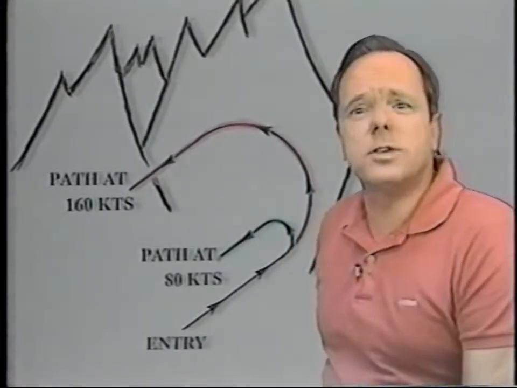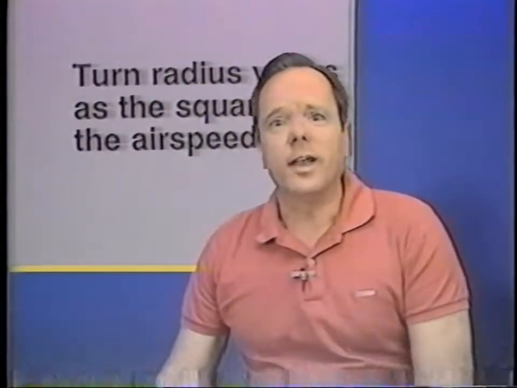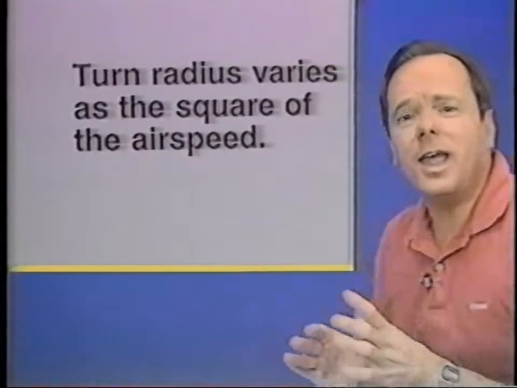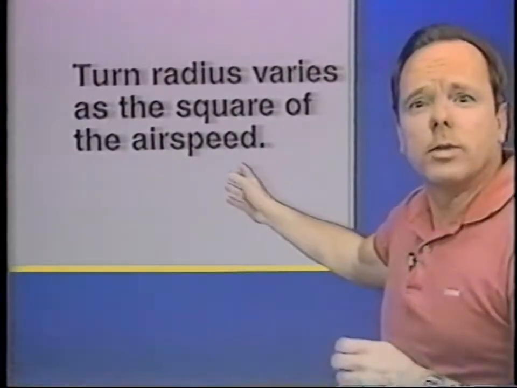Well, how much does the airspeed affect the turn radius? Well, let's take a look at it. At a given bank angle, the turn radius varies with the square of the airspeed. Now let me see if I can make some more sense out of that for you. In other words, if you cut the airspeed in half, you reduce the turn radius to a quarter.